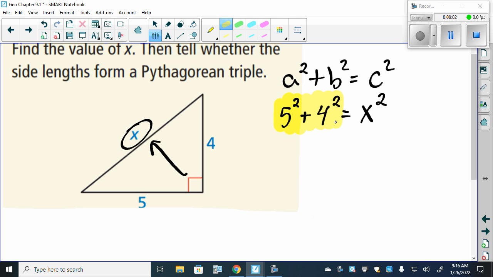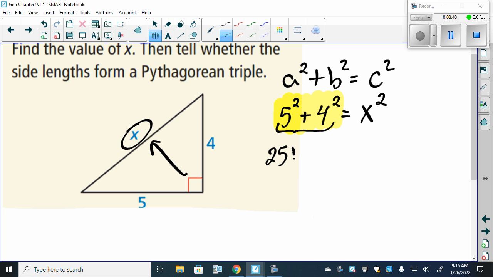Now looking at this side here, 5 squared plus 4 squared, is there a variable anywhere on that side? Is 5 squared or 4 squared a variable? Well, no, both of those are numbers, yes? Can I type 5 squared plus 4 squared in the calculator? Yeah, if we wanted to, we could type this entire side into the calculator. X is on the other side. So here we can type in 5 squared plus 4 squared and get the answer.